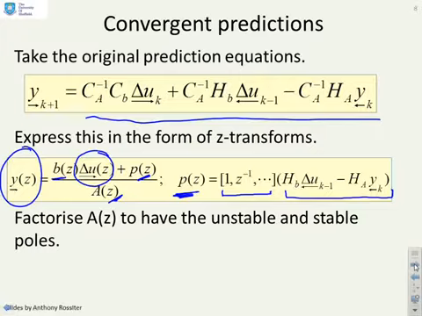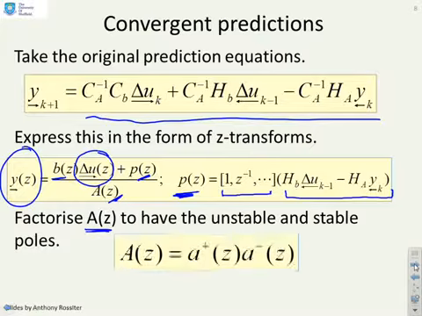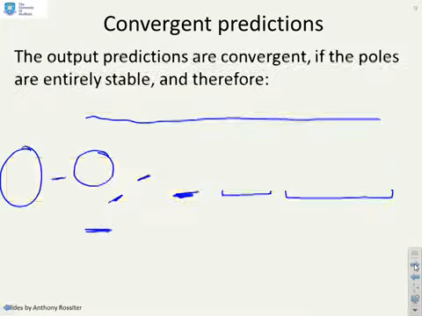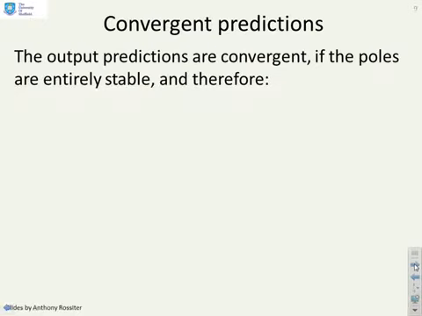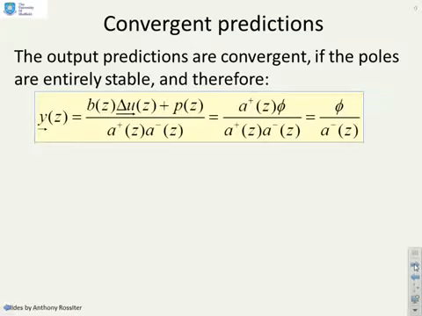Now, next, factorize A of Z into its unstable and stable poles. So I'm going to write A of Z as A plus, that has all the unstable poles, times A minus, that has all the stable poles. Now the output predictions will be convergent if and only if the poles are entirely stable. So if you write down the prediction equation like this, and you notice it's got an A plus in it, if I want the future predictions to be stable, then the numerator has to include an A plus.